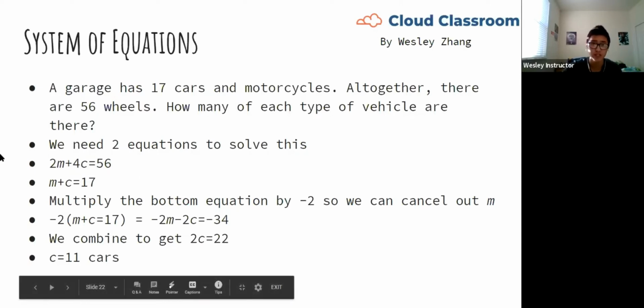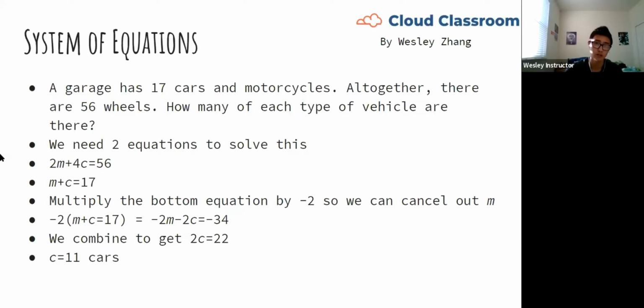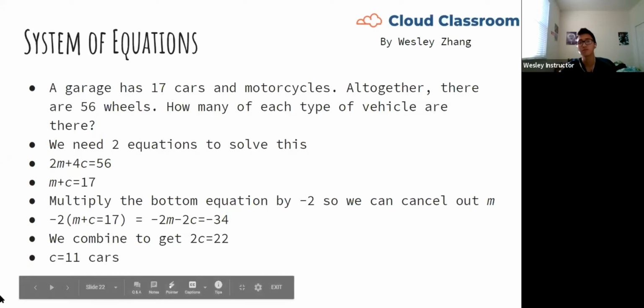My second equation is how many motorcycles and cars do I have together? And I have 17 cars and motorcycles. So equals 17. And this is simply m plus c. The number of motorcycles plus the number of cars equals 17. And now we just do system of equations.